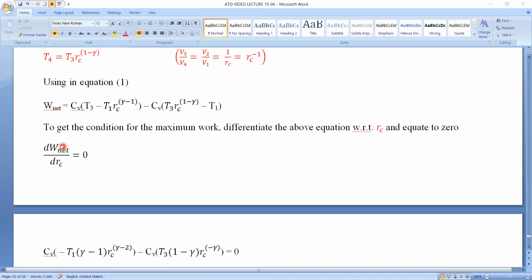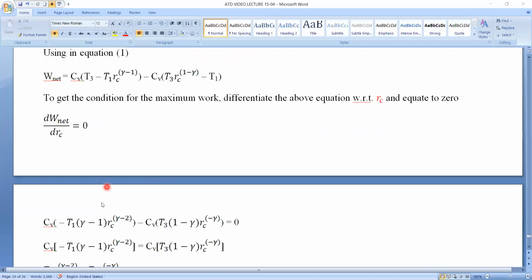To get the condition for maximum work, differentiate the above equation with respect to RC and equate it to 0. So the differentiation of W net with respect to RC equals 0. Listen here carefully. It is CV as it is, and T3 is constant, so the differentiation of a constant is 0. The minus into T1 remains.